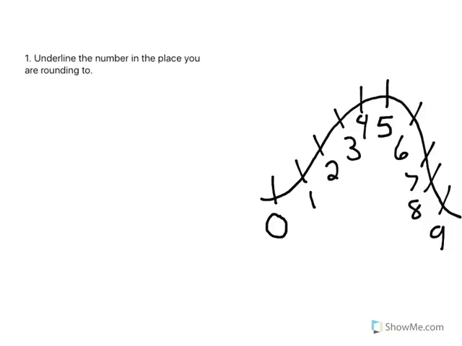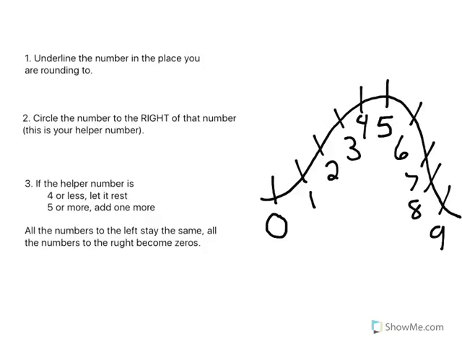So your next step is to circle the number to the right of that number that you just underlined, and this is called your helper number. Don't worry if these steps don't make too much sense to you right now. We're going to practice all of them in just a bit.